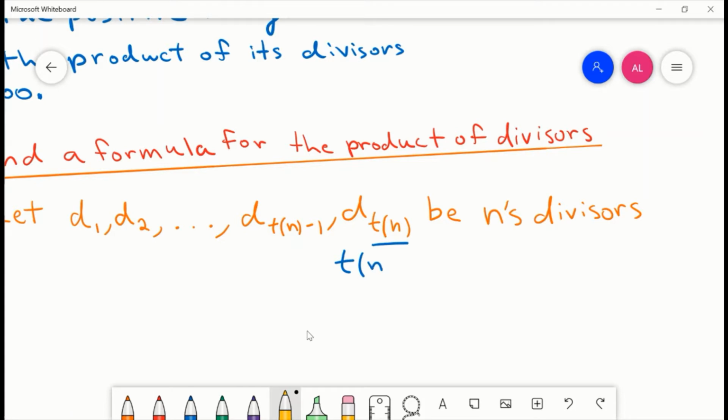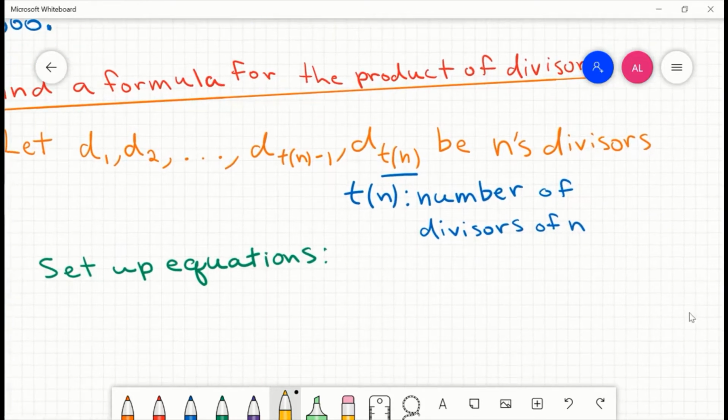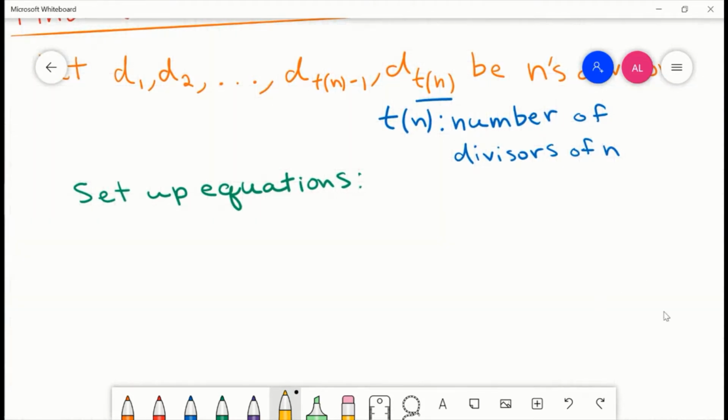Now, what does t of n mean? T of n is the number of divisors of n. This is the notation that we will be using throughout this video. So now what we're going to do is find a formula, which is an equation in its own right. We have to set up equations maybe. And since we are looking for the product, maybe our equations should have some products in them. So we are going to do n is equal to d sub 1 times d sub t of n.